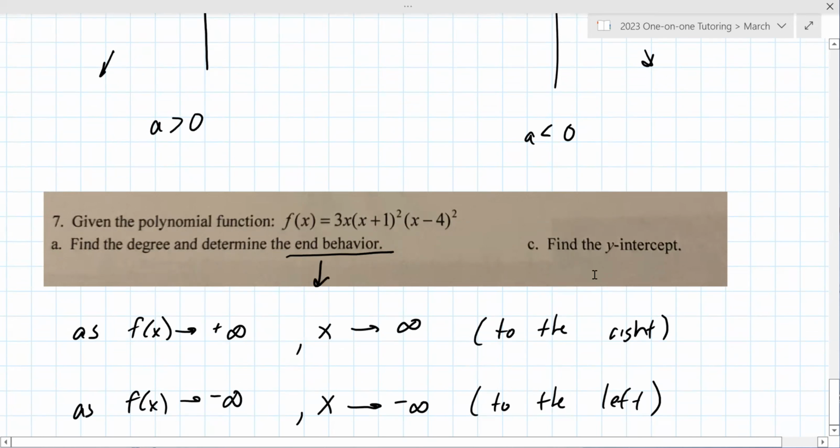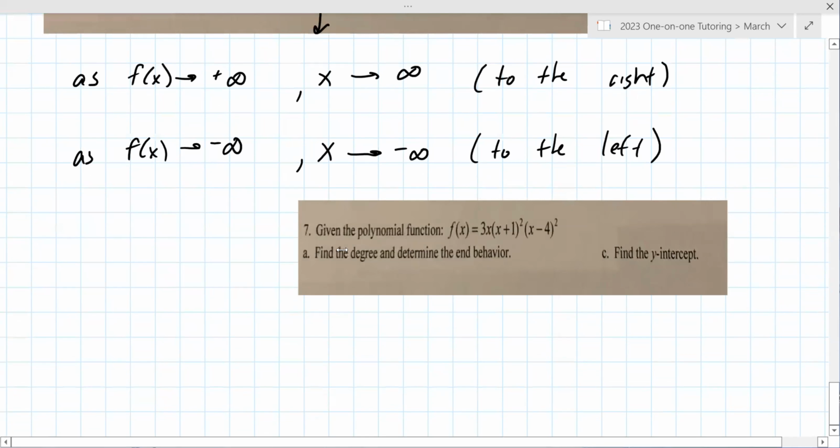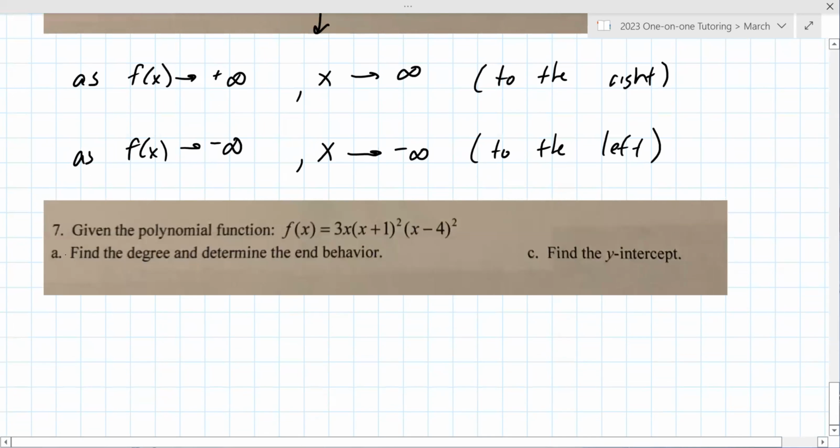Any questions on that? If not, we'll jump to C, finding the y-intercept. The y-intercept is when x equals 0, so you're just evaluating the function at 0.